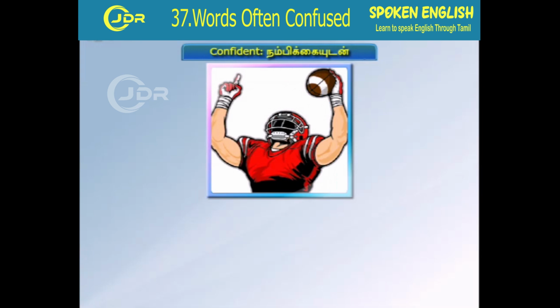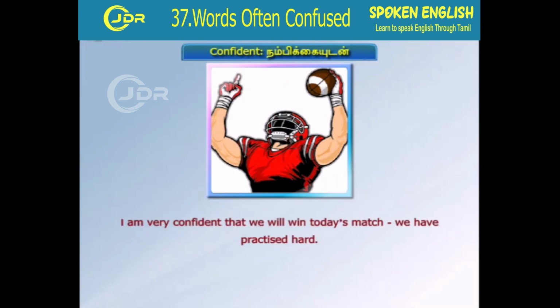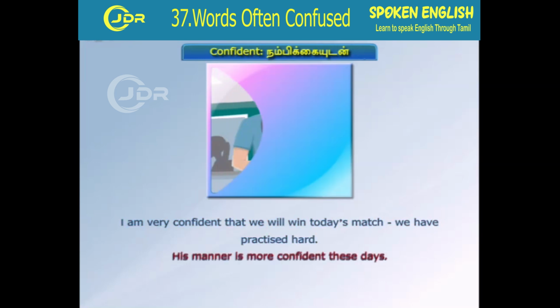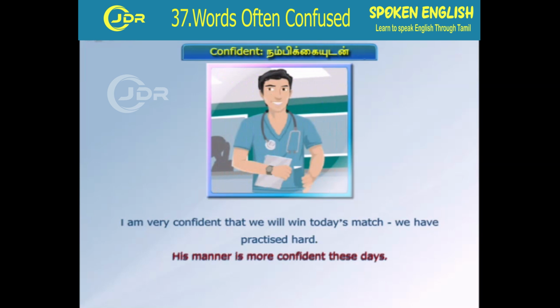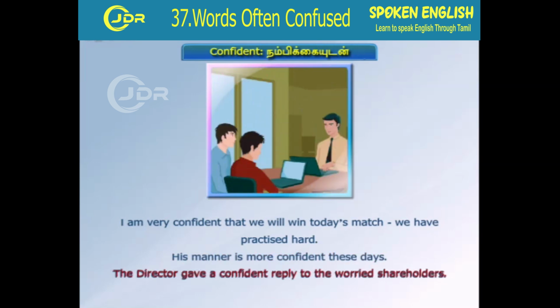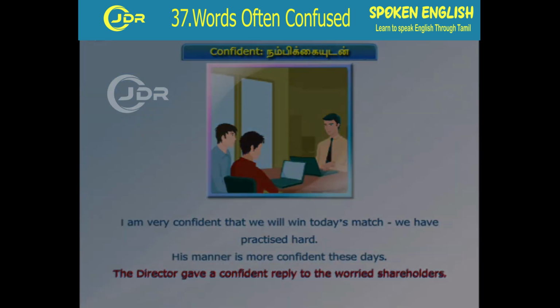Confident, நம்பிக்கையுடன். I am very confident that we will win today's match. We have practiced hard. His manner is more confident these days. The director gave a confident reply to the worried shareholders.